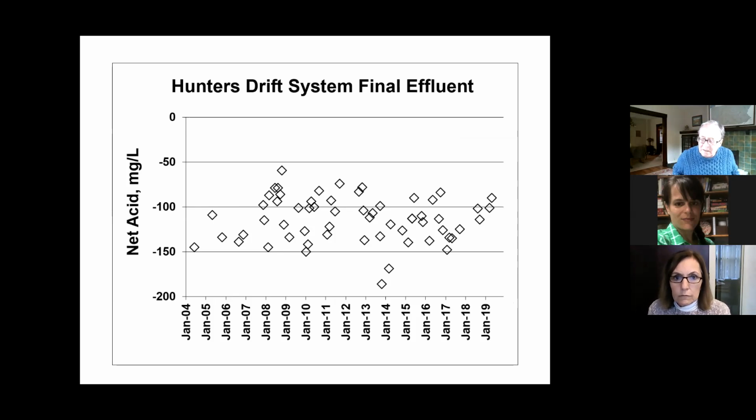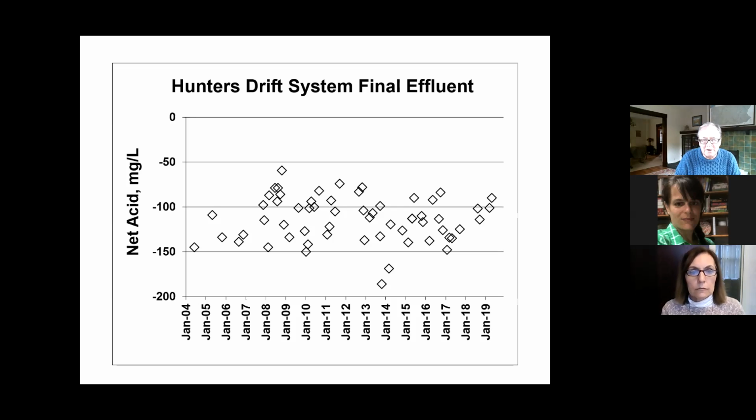Okay, so that's the average chemistry. What's it look like day to day? One of the things that is important for any mine drainage treatment system, whether it's active or passive, is if it's reliable treatment, if it provides treatment all the time. This is the net acidity of the final discharge at Hunter's Drift. So in this case, 0 means that it's a neutral discharge, and negative acidity means it's net alkaline. So I could have put this in positive numbers with net alkalinity, but this is a nice measure because it's easy to compare to acidity.